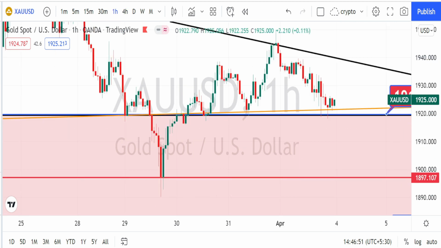I am in the hourly time frame now. When we look at the price action in the hourly time frame, I am drawing a trend line from this level.